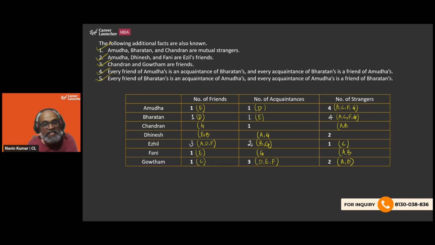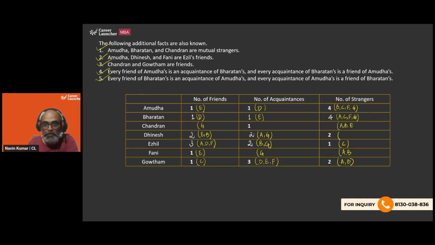Now, since E and C are strangers, that means C and E are strangers. Now, if you look at Dinesh, we have got 2 people as friends, 2 people as acquaintances, and 2 people as strangers. That's 6 overall. So we can close the brackets for Dinesh for friends and acquaintances. So this is going to be 2, this is going to be 2.